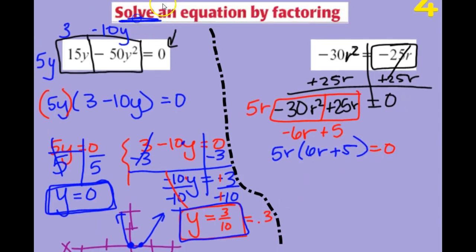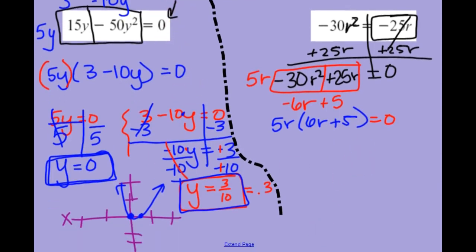So it said solve, which means it's equal to 0. We need two answers. So 5r could be equal to 0, or 6r plus 5 could be equal to 0 in order for this to be true, in order for one of them to equal 0. So 5r equals 0 and 6r plus 5 equals 0. You've got to solve both.